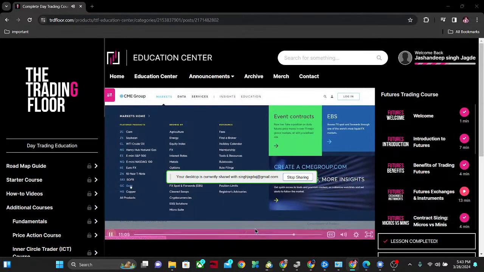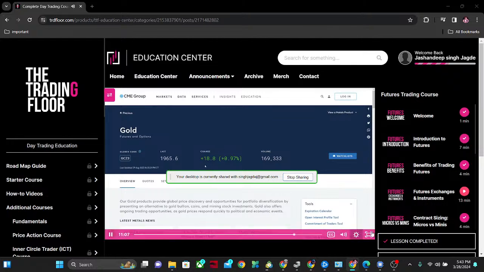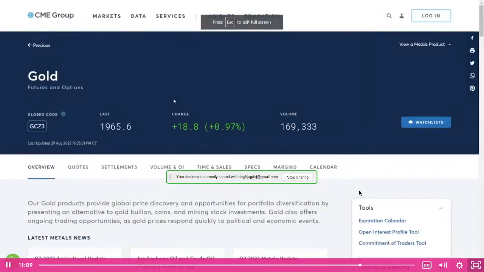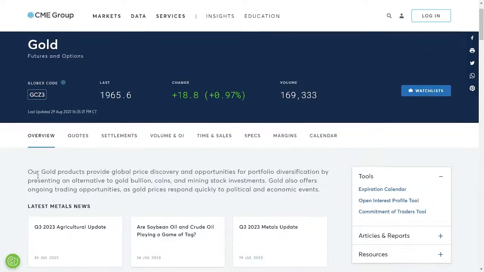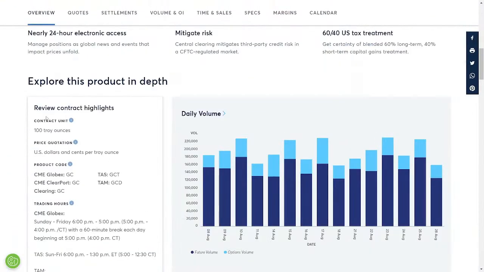And now gold futures. You can see how much the gold futures changed today. You can see the volume that was traded in gold futures. You can see its code. A little bit of information about it, relevant news, and then the explore the product in depth section tells you that it's 100 troy ounces for each contract. That is what it is representing. GC is the designation for the gold futures contract. Here are the hours that it is traded, and again, the volume.